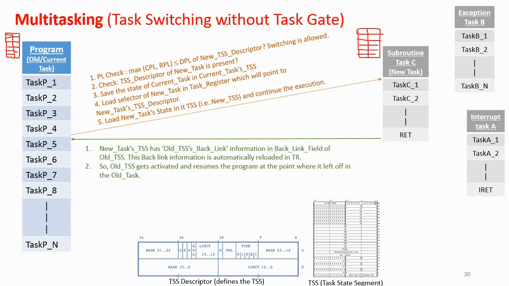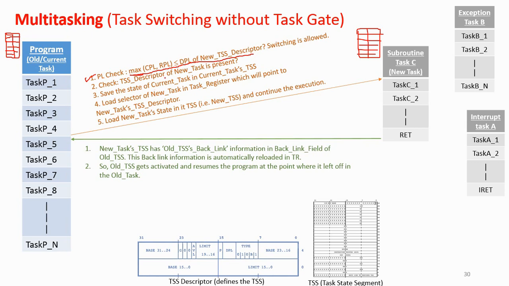It can be obtained by checking the DPL of the desired TSS with RPL and CPL of the current task. So if the maximum of CPL and RPL is less than or equal to the DPL of the new TSS descriptor, then and only then the current task is allowed to switch to the desired task. If this check is false, then switching will not be done. So let's suppose this condition is satisfied, that is the first condition.